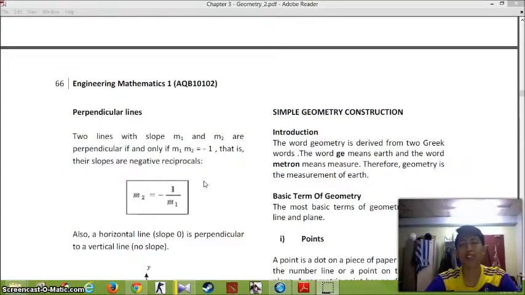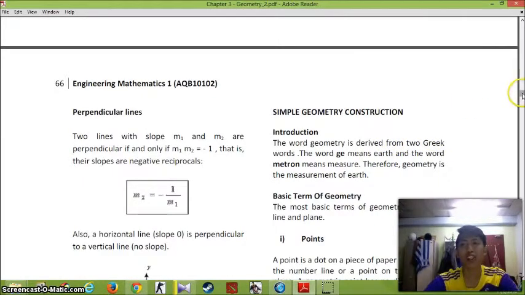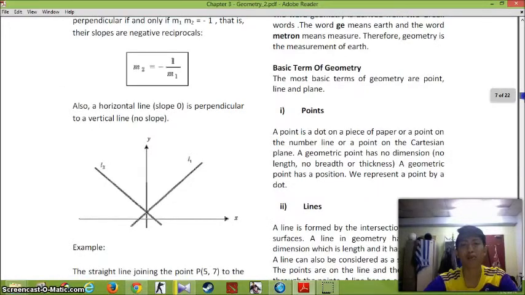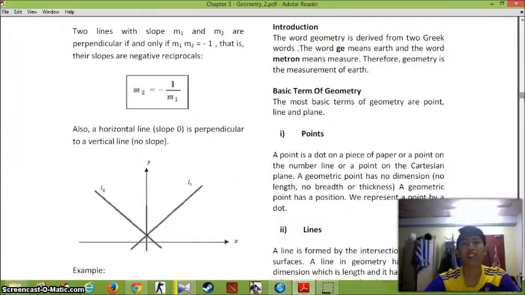Today I'm going to talk about simple geometry construction. The basic terms of geometry are points and lines. A point is a dot on a piece of paper, or a point on the number line, or a point on the Cartesian plane. A geometric point has no dimension, which means no length, no breadth, and no thickness. It has a position. We represent a point by a dot.